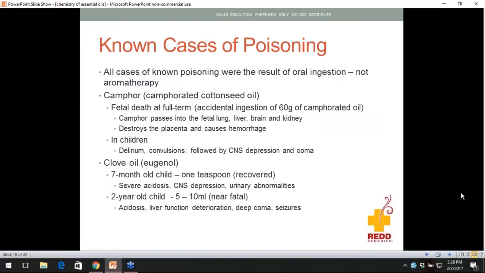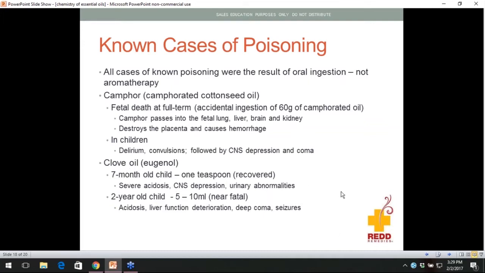In a documented case in children, it causes delirium, convulsions, followed by central nervous system depression and coma. So that's why anything camphorated, like Icy Hot or Bengay or whatever, put that stuff away. Your white flower liniment, if they still sell that, I don't know if they still sell that, keep that in a place where kids are not going to get it. In one of the cases of camphorated cottonseed oil, the child ate it on a dare. So just put your essential oils away.